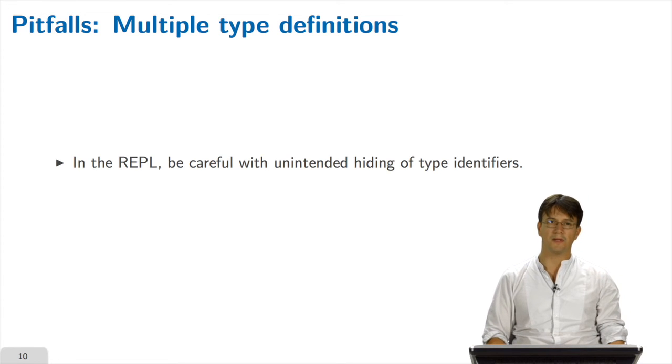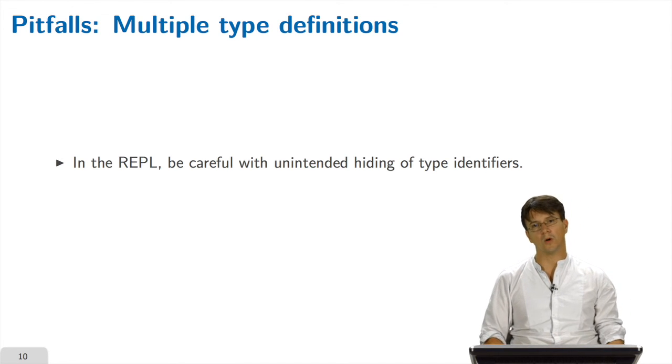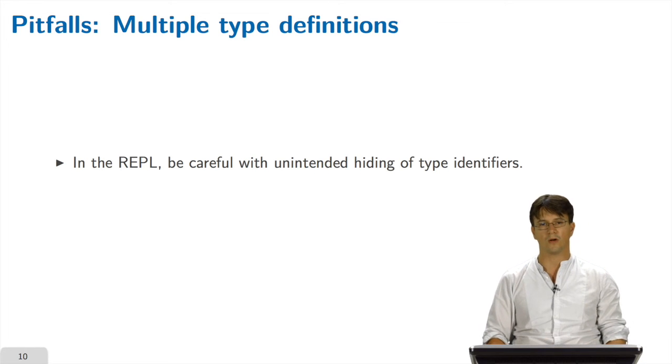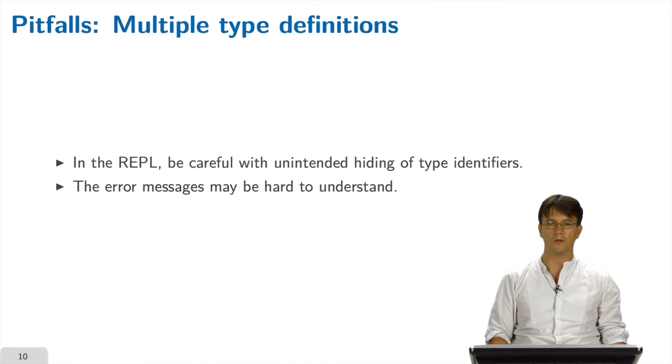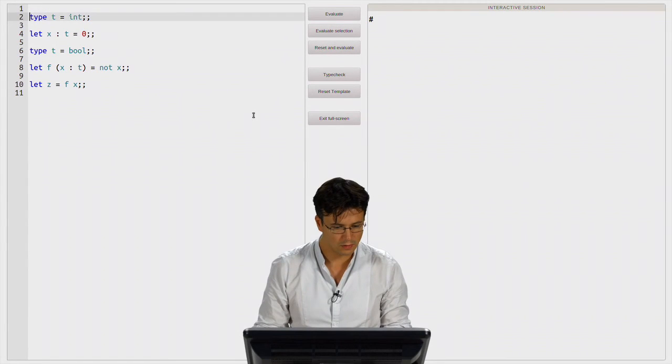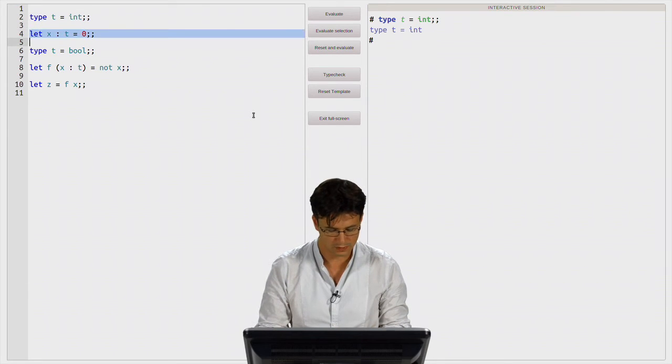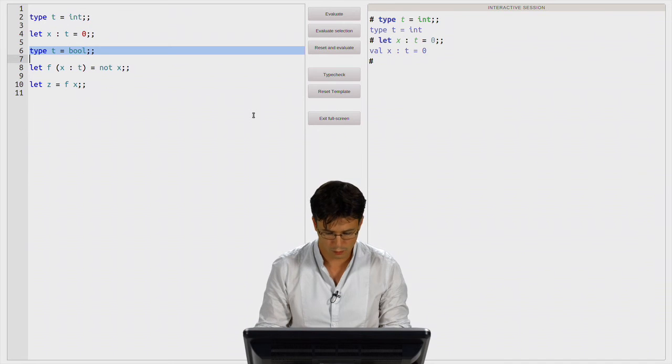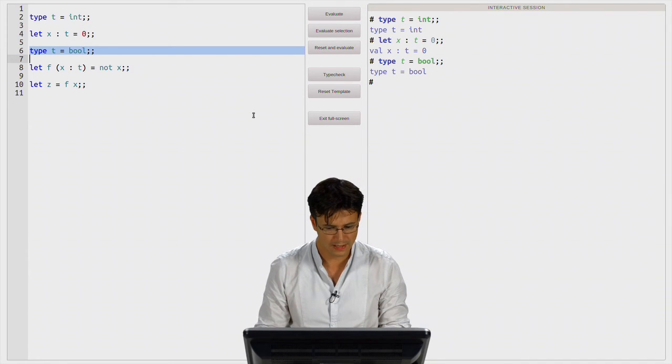Now, what kind of programming errors can you make when you use your own type definitions? The first one, the most common one, is when you interact with the OCaml top level and you have chosen the same type identifier for several definitions. In that case, we will see in the following example that you can get very weird error messages. So let us first define a type t, which is equal to int. And right after that, a definition for the identifier x of type t, which is equal to 0. And now, a type t, which is equal to bool. So I have reused the same name as the one of my previous type definition.